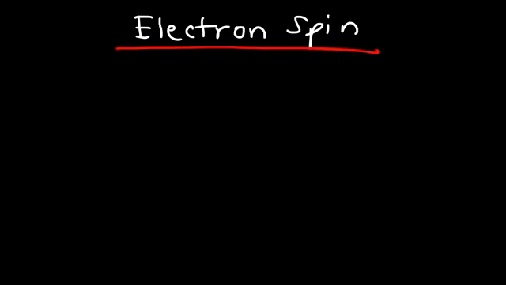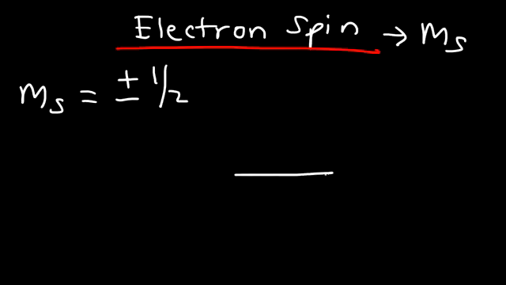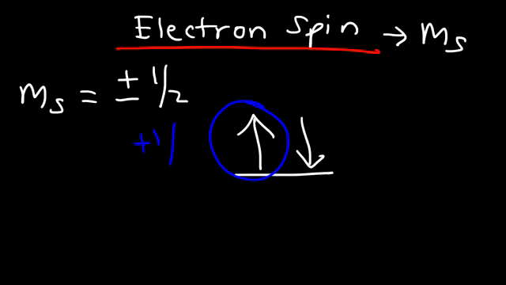Now the last quantum number that we need to talk about is something known as the electron spin. The symbol that corresponds to this is m sub s. Now the electron spin could be one of 2 values, +1/2 or -1/2. Now recall that an electron within an orbital can either be going up or down. So if it's going up, the spin is +1/2. And if the arrow is going down, the electron spin is -1/2. So that's the last quantum number that you need to be familiar with.